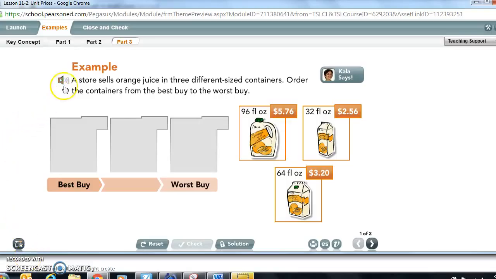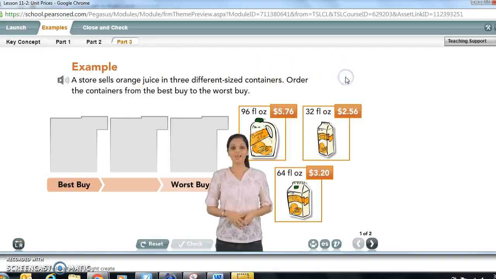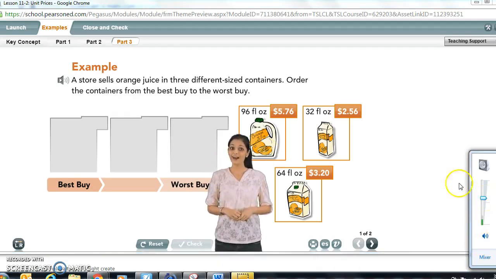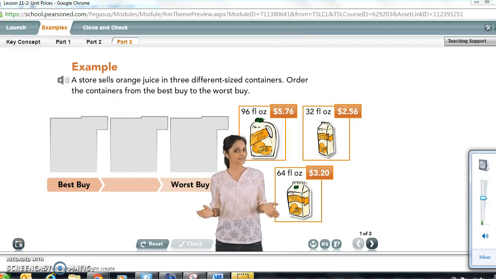Okay, so for this one, they want us to figure out if a store sells orange juice in 3 different size containers, they want me to order them from what would be the best buy to what would be the worst buy. Here, I need to find the best buy when all 3 containers are different sizes. Hey, that's what the essential question was talking about, comparing quantities with different units.